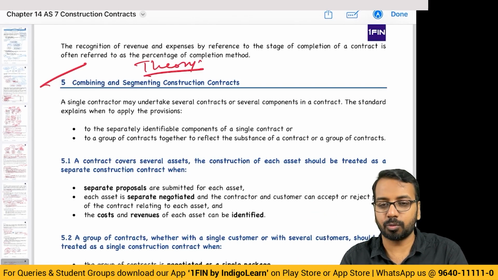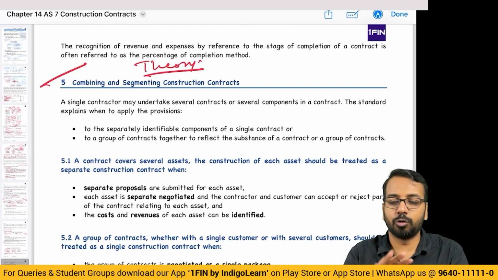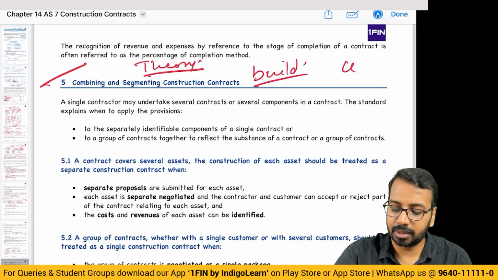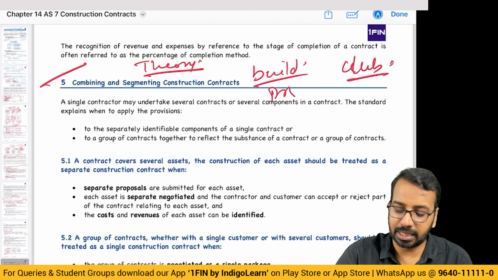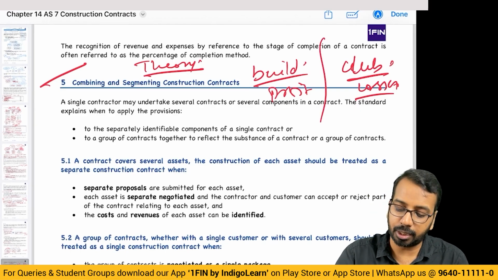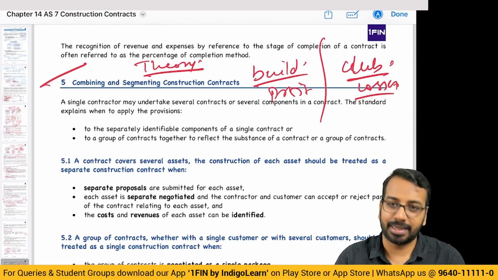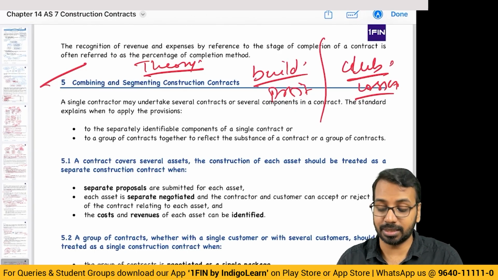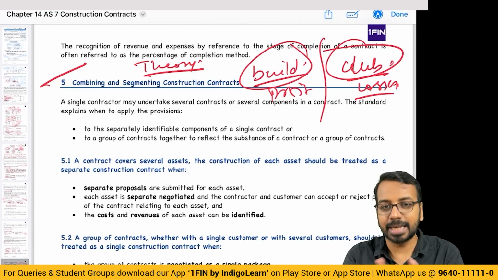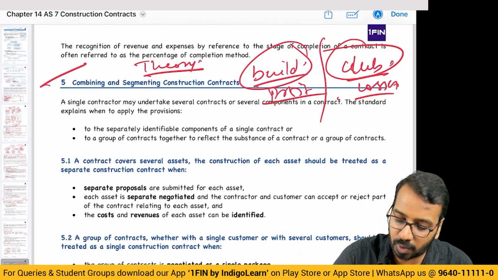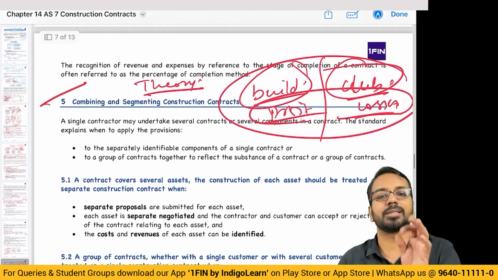Okay. To manage my revenue, to manage my P&L, I enter into two separate contracts. So basically what I do, building separate, club separate. Building there will be profit, club there will be losses. Okay, I know that. So I enter into two separate contracts. I manage the timing such that I can manage my taxes. Okay, but what the standard says is, if these two are related, don't segregate them. Combine them into a single contract and recognize accordingly. Meaning to say, take this profit, take this loss, treat the entire bunch as a single contract.